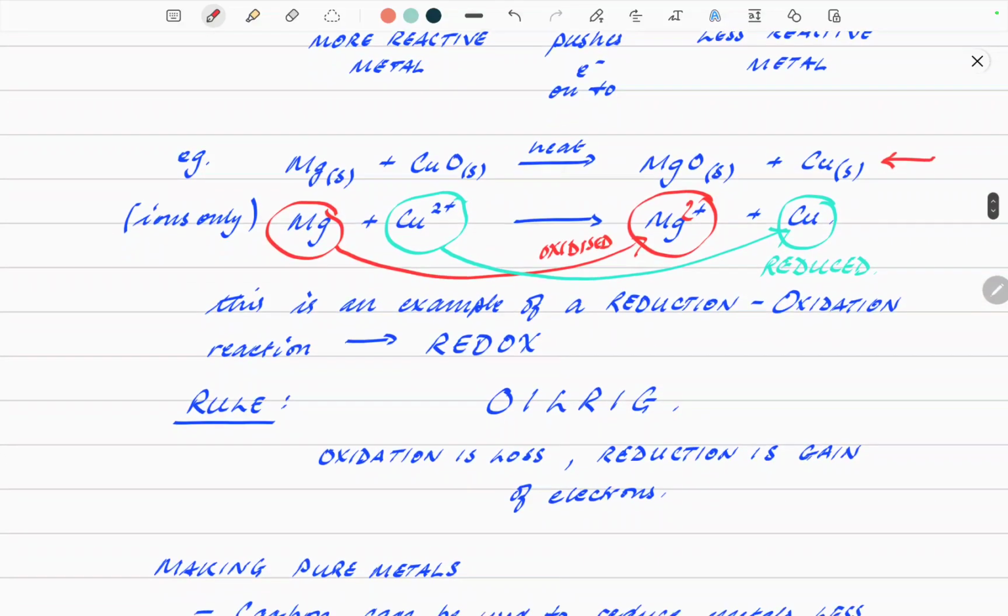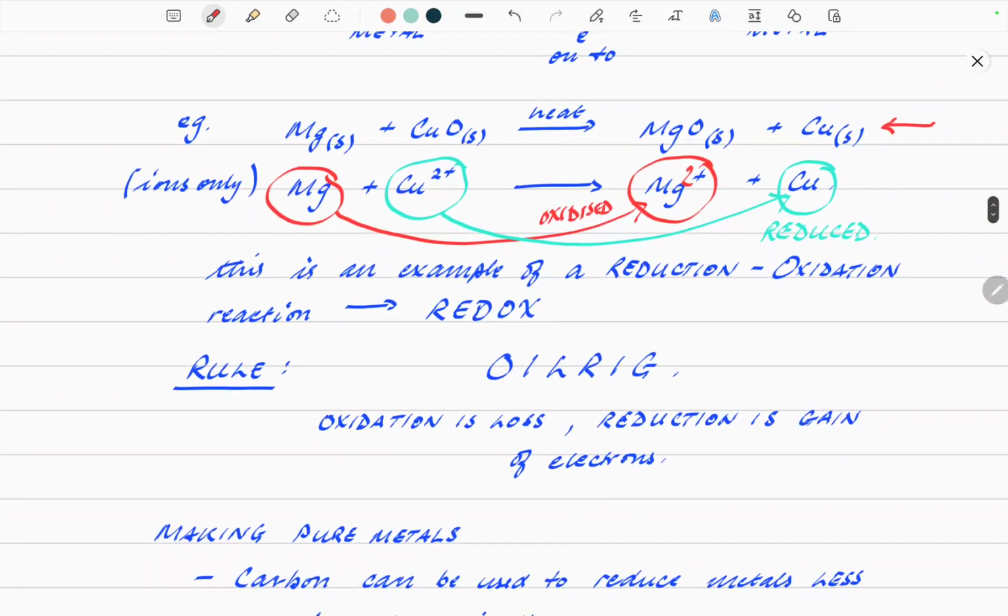And the rule of thumb, as many of you I'm sure have seen, is OIL RIG. Oxidation is loss and reduction is gain of electrons. So as illustrated, magnesium loses electrons, is being oxidized, and copper, the copper ion, is gaining electrons and is being reduced.